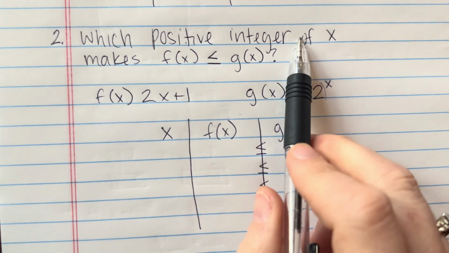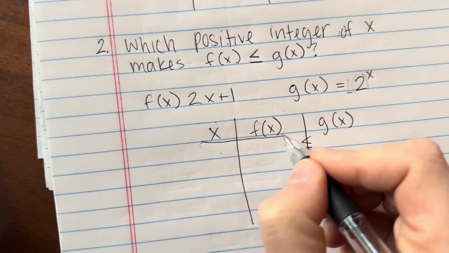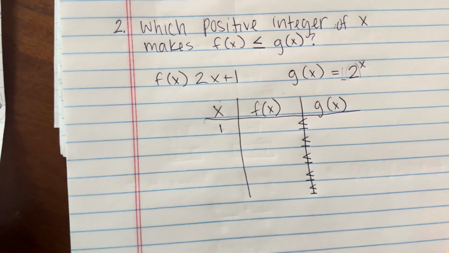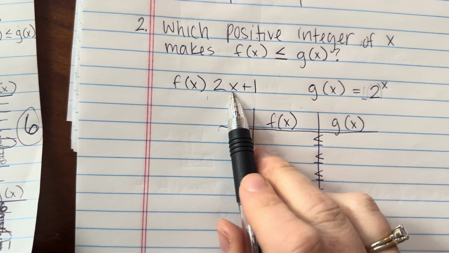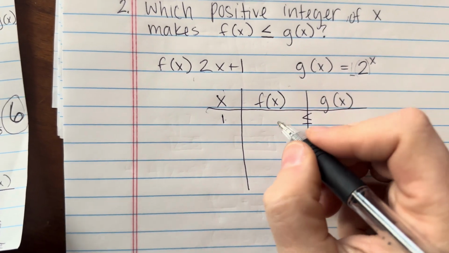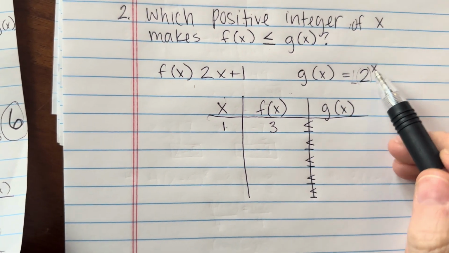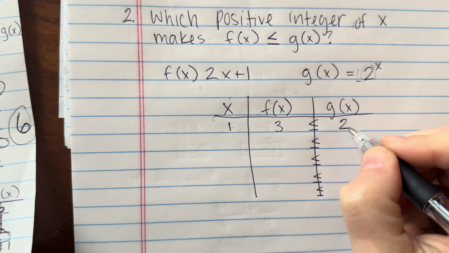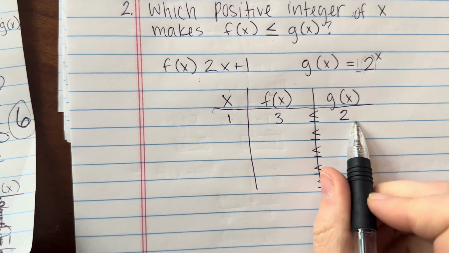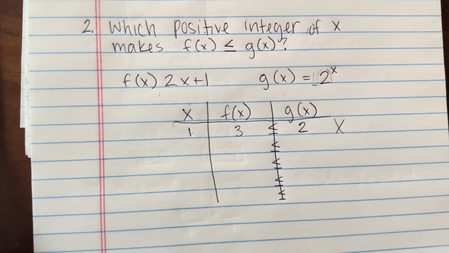So here we go. It does say positive integer, so I'm going to start with 1 since it wants me to use a positive number. And 2 times 1 is 2, plus 1 is 3. So again, I'm just plugging in. 2 to the first power is just 2. Is 3 less than or equal to 2? No, so we need to move on.